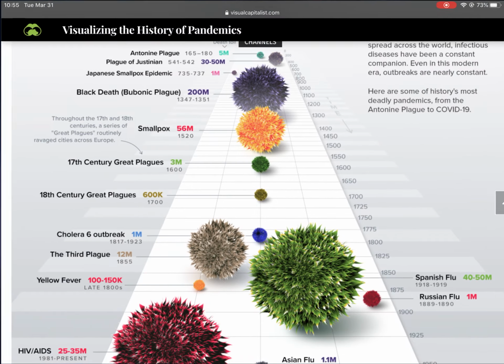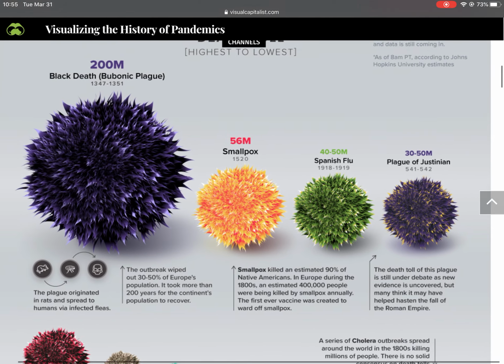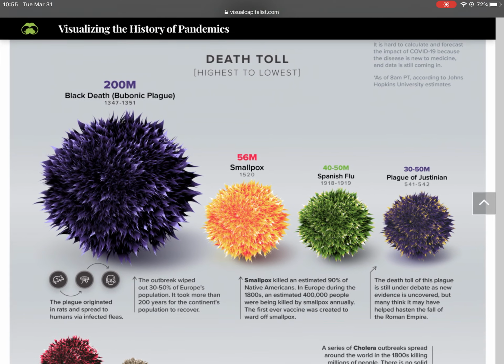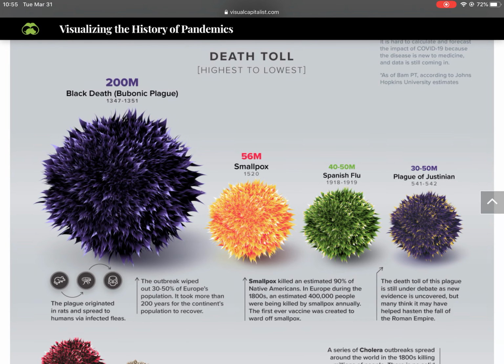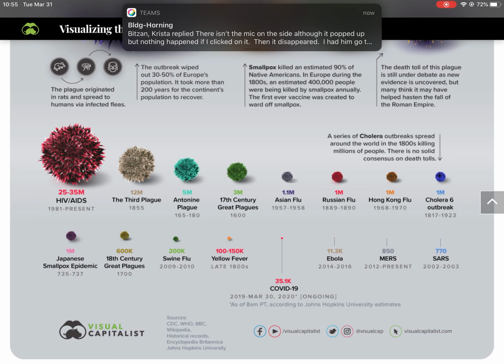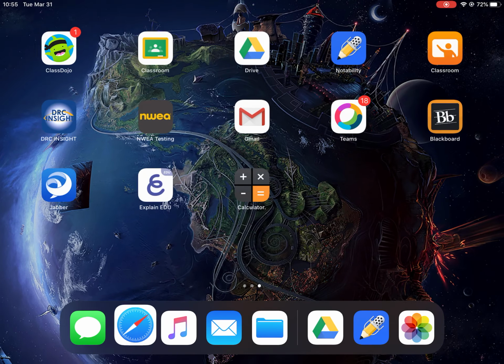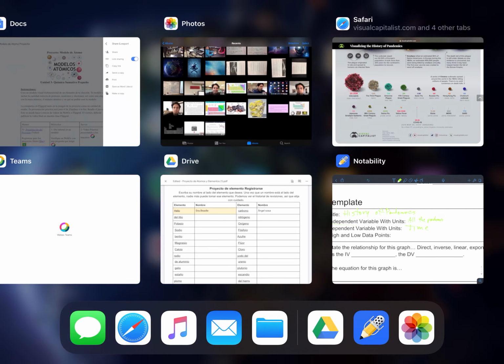Now, if I go back down, I can see which ones are the lower. In this case, I can see that the Black Death or the bubonic plague was the biggest, that killed 200 million people. That will be the high. And the low in this case, I'm going to go all the way down here, the lowest is SARS with 770 people dead. So that's exactly what I'm going to do here.